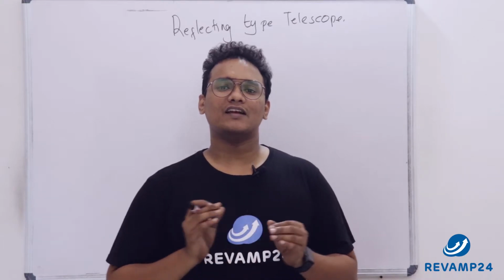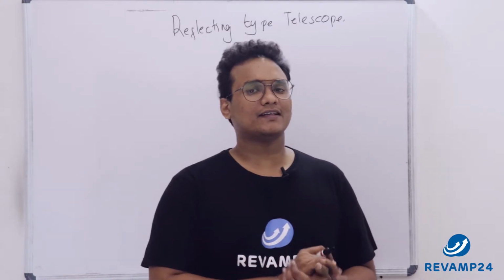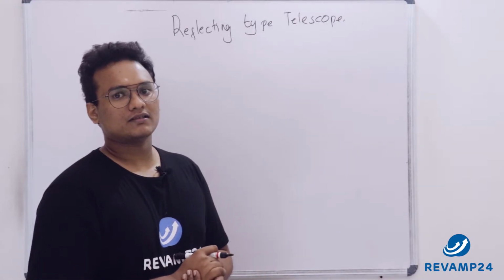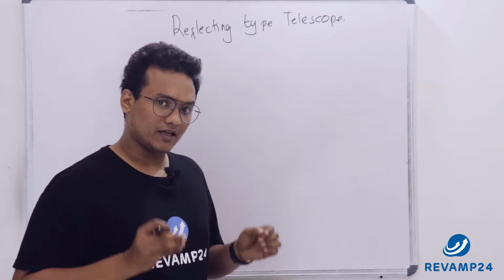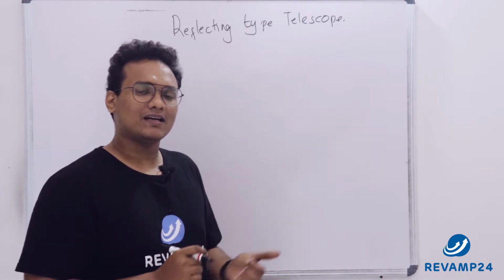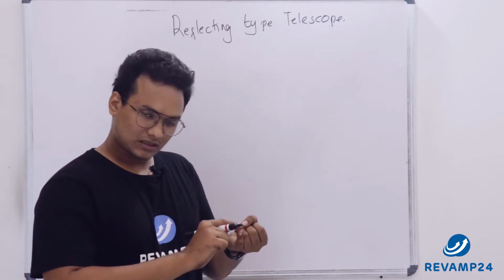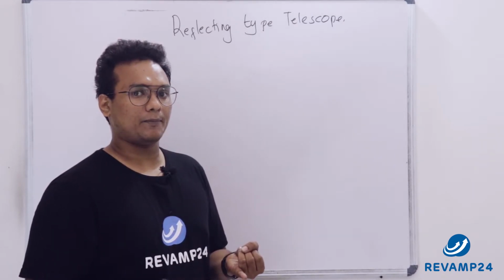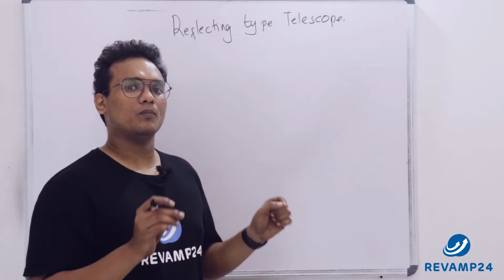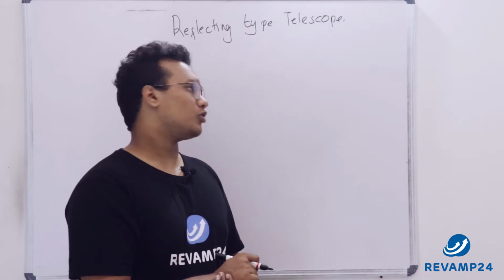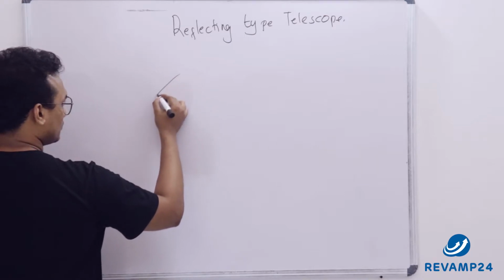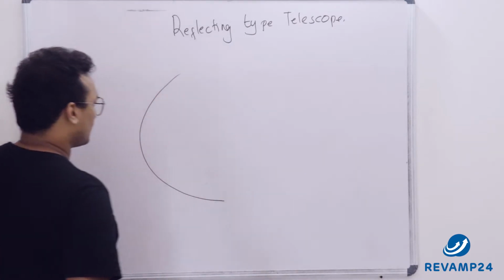In this video, I will explain to you about the reflecting type telescope. So far we have learned about the refraction type telescope, where we have used glass type lenses, and with those glass lenses we have seen chromatic aberration and spherical aberration happening, and the whole telescope is difficult to handle. Now Newton has introduced the reflecting type telescope, where he has used a parabolic reflector.